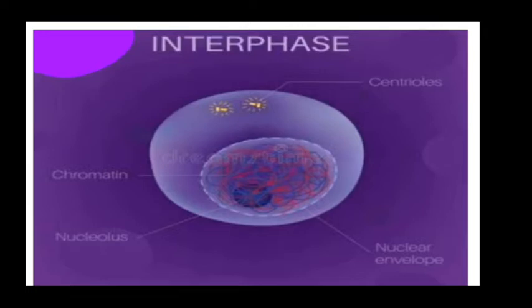Here is a picture of interphase. The cell contains a nucleus and there is a nucleolus inside it. We can also see chromatin fibers. So, it just looks like a normal cell.